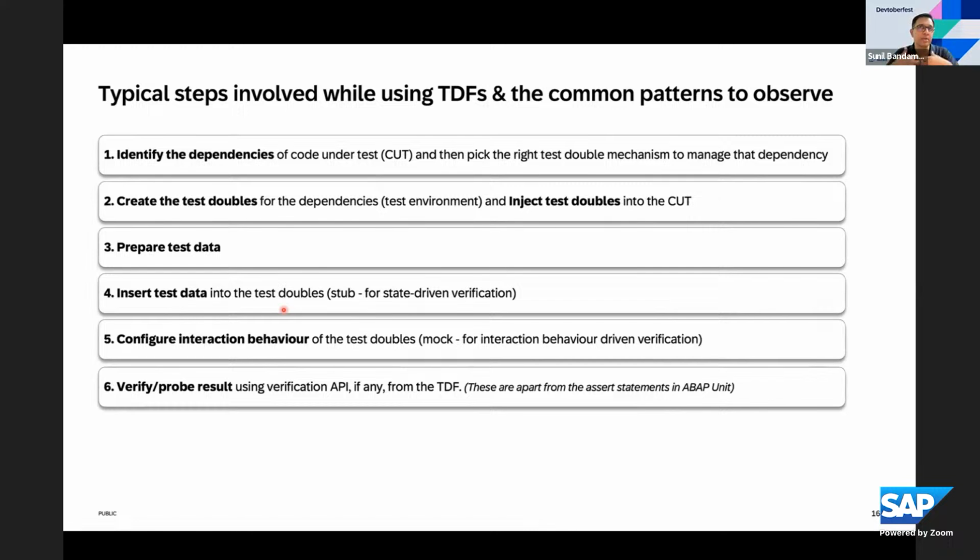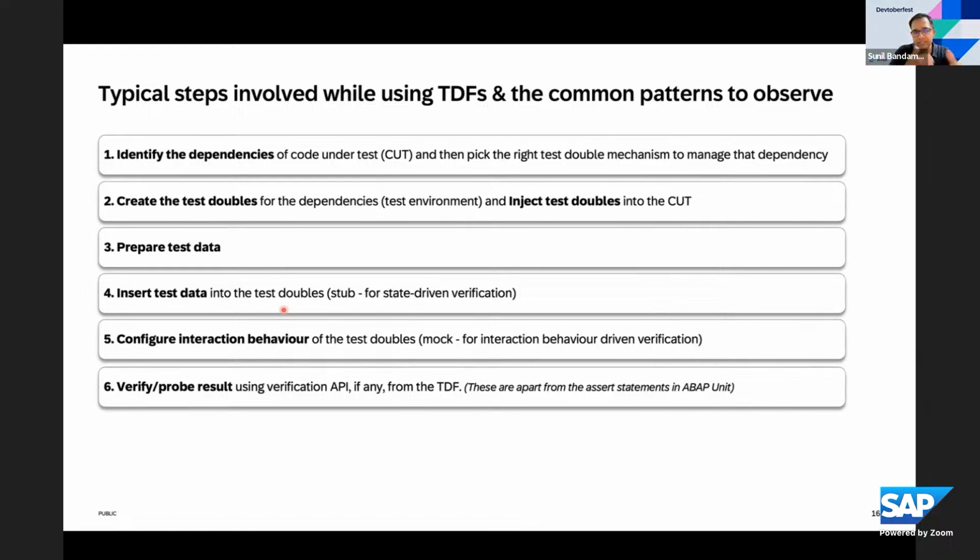So this step is predominantly used if the testable mechanism that is offered is designed in such a way that it offers a state-driven verification. We spoke about it in the initial terminologies about stub and mock. So typically, like a stub, it's state-driven verification. If it is offering that, then the test data that you create, you would be inserting into these test doubles. You would also see the corresponding API like that, insert test data.